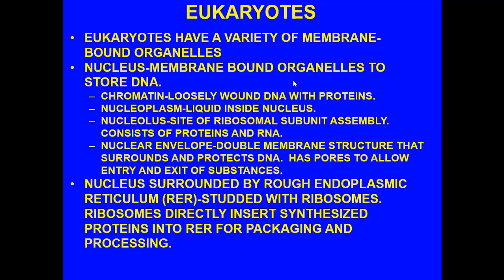Chromatin is the loosely wound DNA. It has proteins on it. Usually these proteins are histones, but they can be other proteins as well. Nucleoplasm is the liquid inside of the nucleus. The nucleolus is the site of ribosomal subunit assembly. So this area will consist of proteins and RNA. Nuclear envelope. Now this is a double membrane structure that surrounds and protects the DNA, yet it has pores to allow entry and exit of substances.